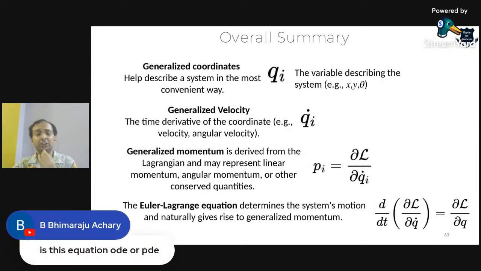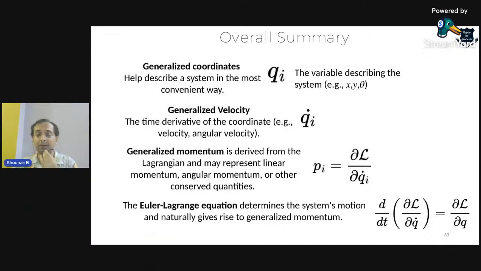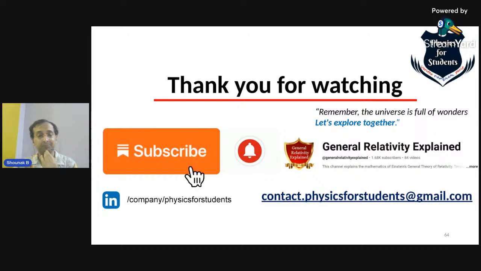Now, this equation is a PDE. It is not what we call an ordinary differential equation. I told you, Bhima Raju, that ordinary differential equations won't work because we are dealing with so many coordinates, and we are getting a generalized coordinate.